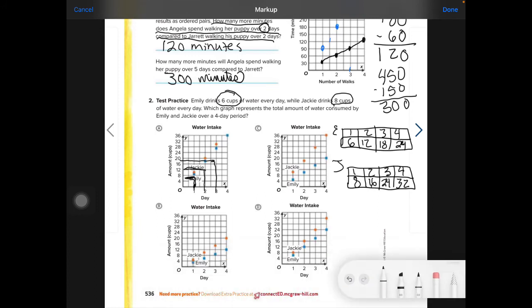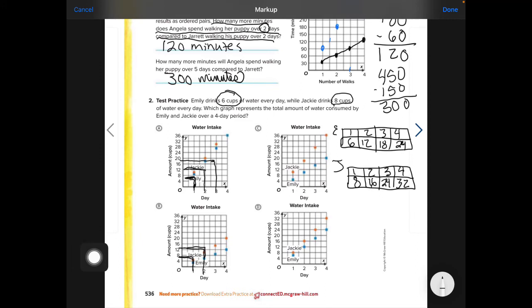Okay, so let's try B. All right, Emily is 1 and 6. So I'm going to come over here 1 and go up about 6. Oh, that one kind of, well, not really. The blue is Emily. We'll try another one just to make sure. 2 and 12. No, I would say that's not matching up either. None of those are Emily's coordinates.